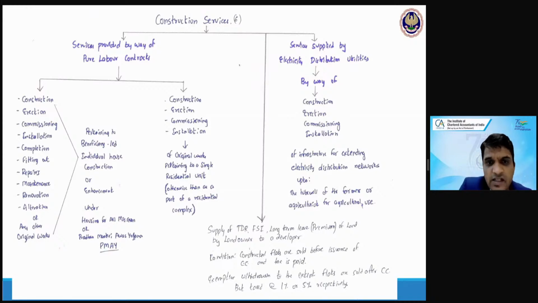17%, which 17%, Riddhi? It is 1% or 5%, not 17%. Because the rate of GST for construction is 1% or 5%. That way.